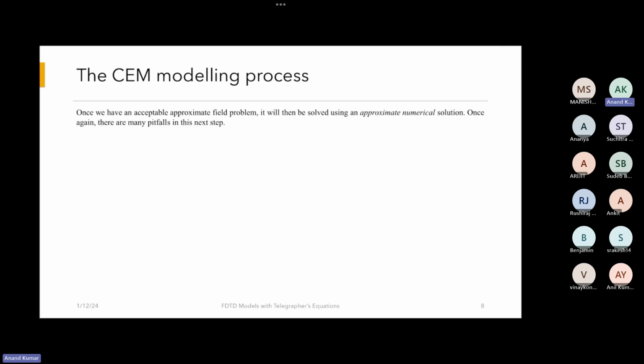So once we have an acceptable approximate field, then we use the approximate numerical solution for the approximate field problem. One of the simplest cases is using the central difference scheme, which we'll discuss shortly. We use the central difference scheme to model the differential equations. So we'll have these differential equations, but what we do is we use finite differences. For example, f(x plus delta x) minus f(x), divided by delta x, some sort of this approximation for this derivative.